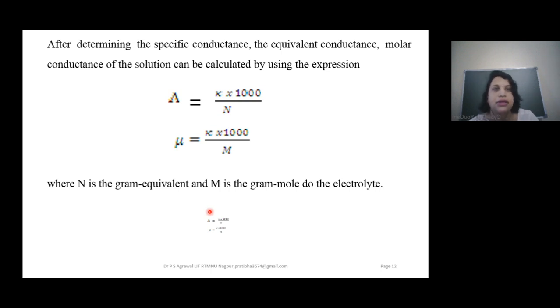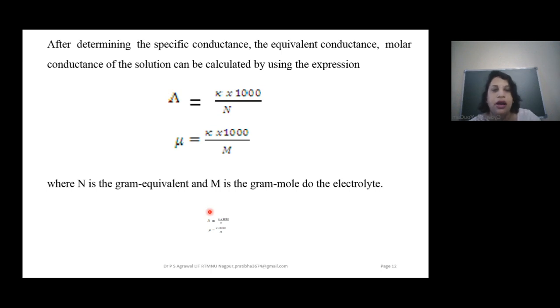To determine the cell constant, a standard solution of KCl whose specific conductance is known is used. Then the solution of KCl is prepared of known strength and its conductance is determined experimentally, which is the observed conductance. The theoretical value of specific conductance can be found out from the literature, and from the ratio of both we can find out the cell constant. This we actually do in the laboratories.